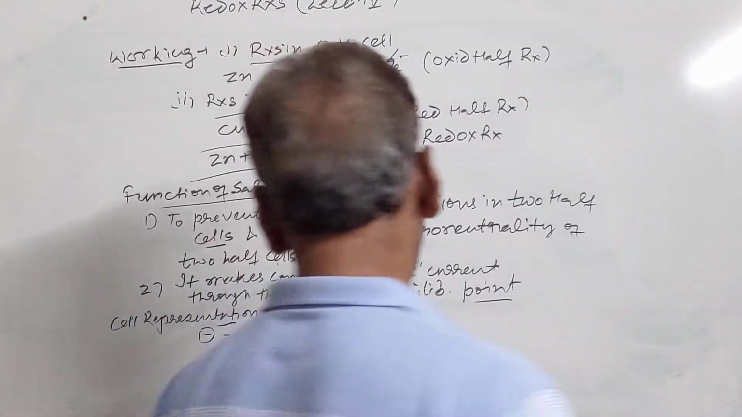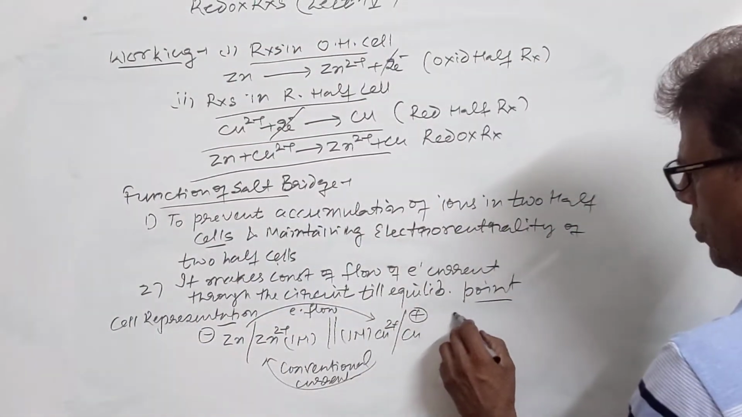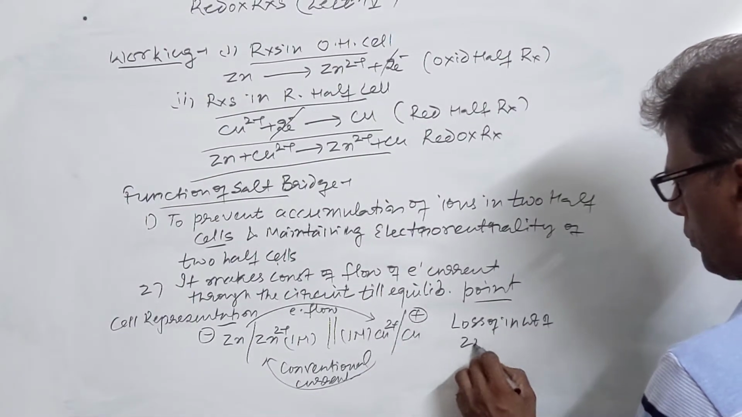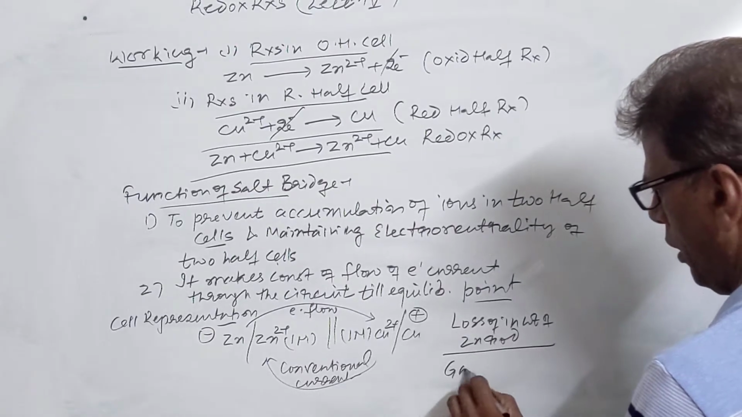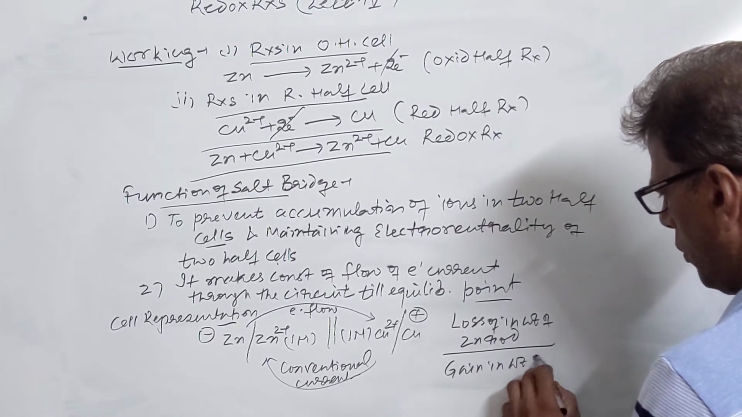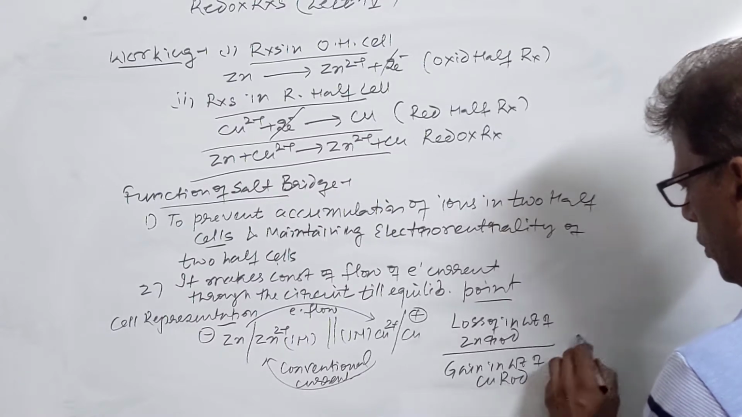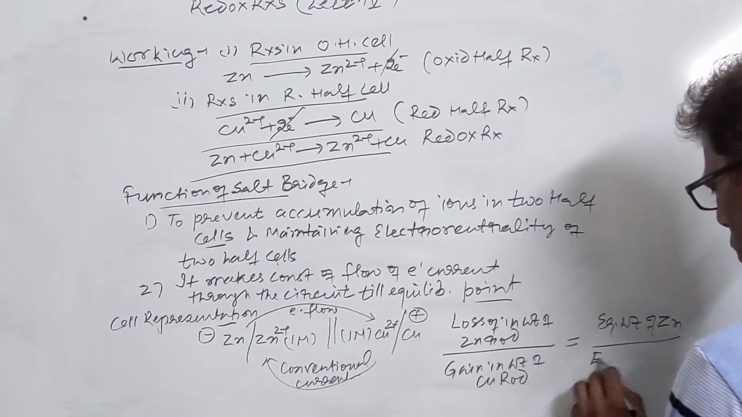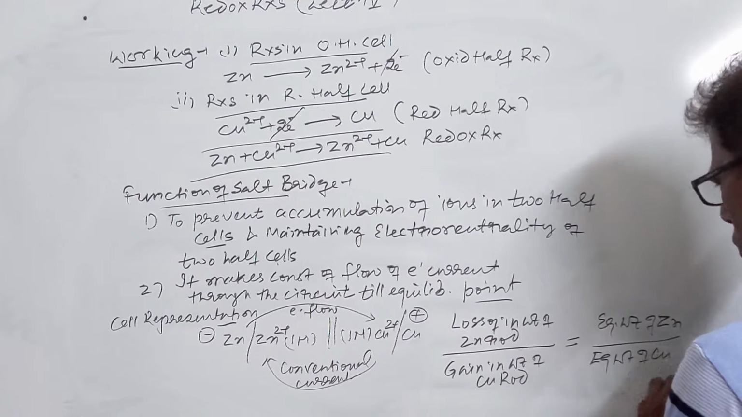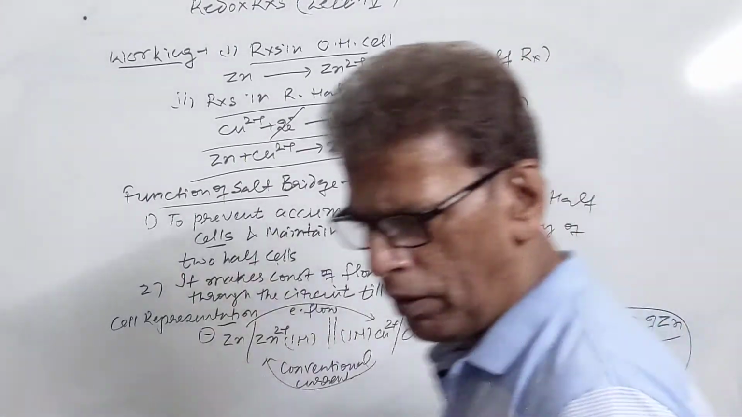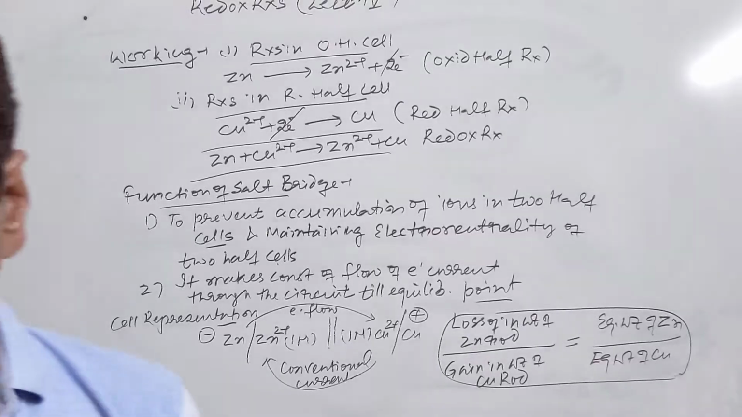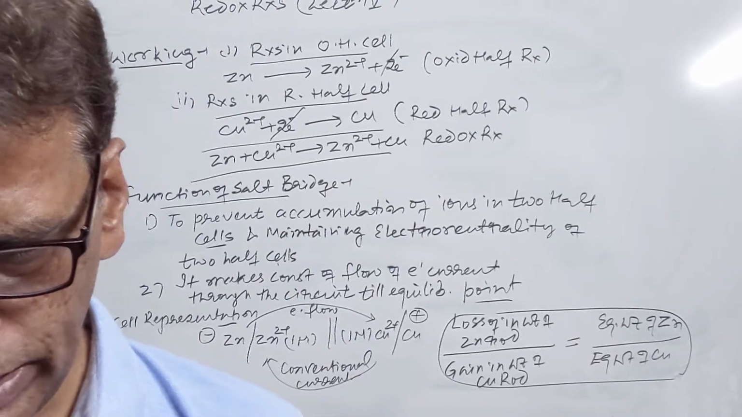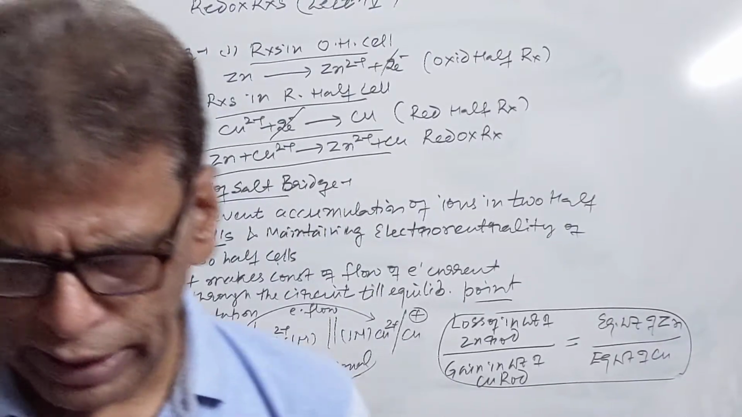So we got the expression from here: the loss in weight of zinc rod upon gain in weight of copper rod is equal to equivalent weight of zinc upon equivalent weight of copper. So this will be the equation for calculation of the weight lost and weight deposited at the copper rod. We can calculate it with the help of this expression.